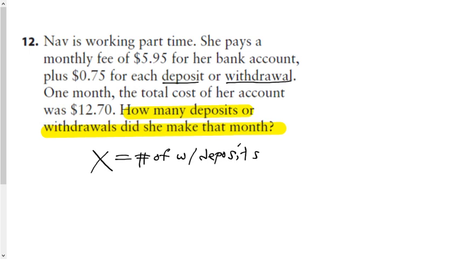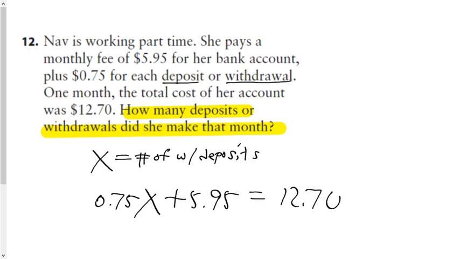75 cents, right? So what would you do with x being the number of times you withdrew or deposited if each of them is going to cost you 75 cents? Are you going to add 75 cents to x, or are you going to multiply 75 cents by x? Multiply, right? So 0.75 multiplied by the number of withdrawals or deposits will be the amount of money spent on that particular aspect. Plus, regardless of how many withdrawals or deposits were made, there's a straight up fee of $5.95, which in this case represents your constant. That totaled $12.70. So that's step 2, make your equation.